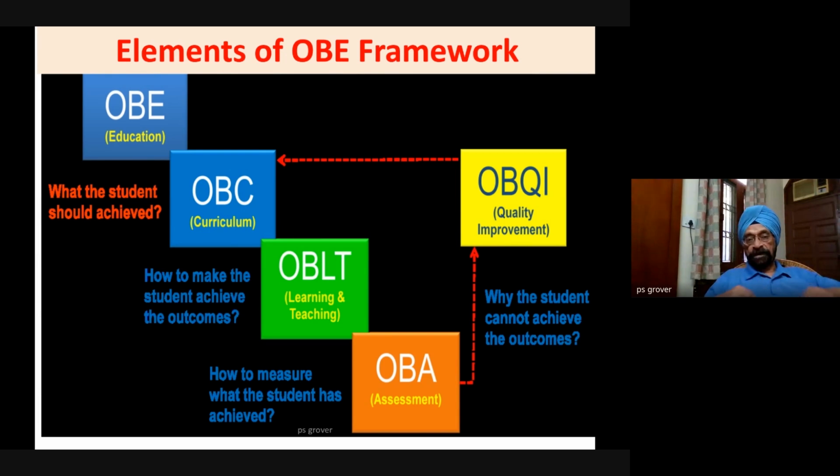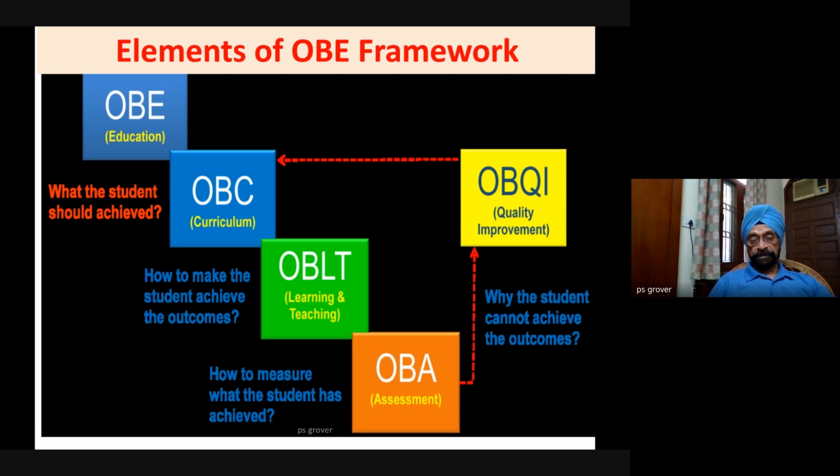So if we just recall quickly, what is the outcome-based education framework? In the education framework, we have to say what the student should achieve. The outcome-based curriculum: how to make the student achieve the outcomes. Then what they are expected to gain as knowledge, as skill, and so on. Then what should be the teaching-learning methodologies so that the student is able to demonstrate what he has learned. Then how to measure what he has done.